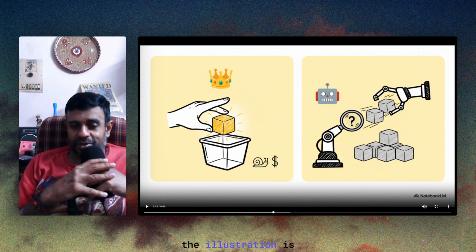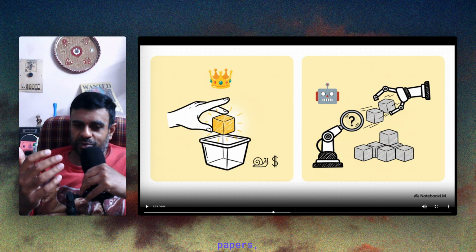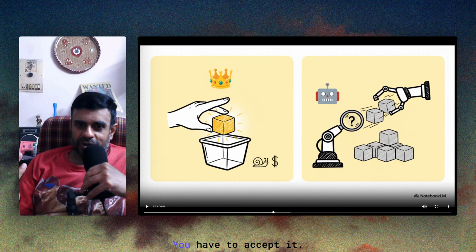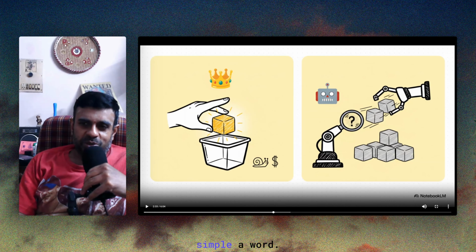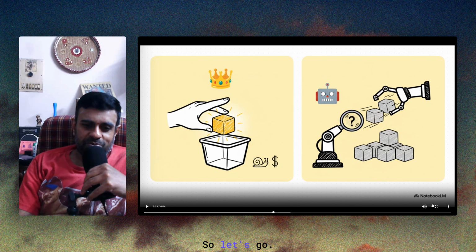So the illustration is truly, I know I've been saying it for different papers, but it's the truth, right? You have to accept it. And it's absolutely amazing. Amazing is too easy a word. It's astounding or phenomenal. So let's go on.